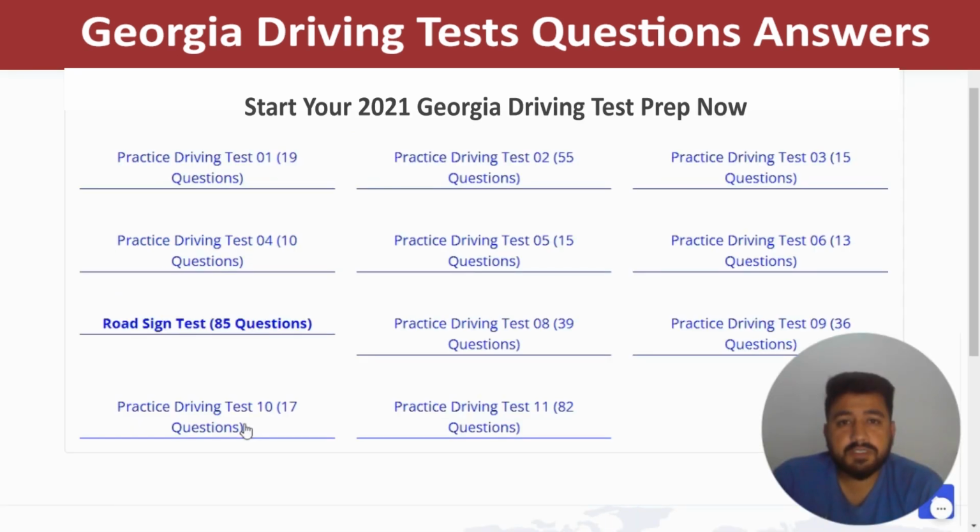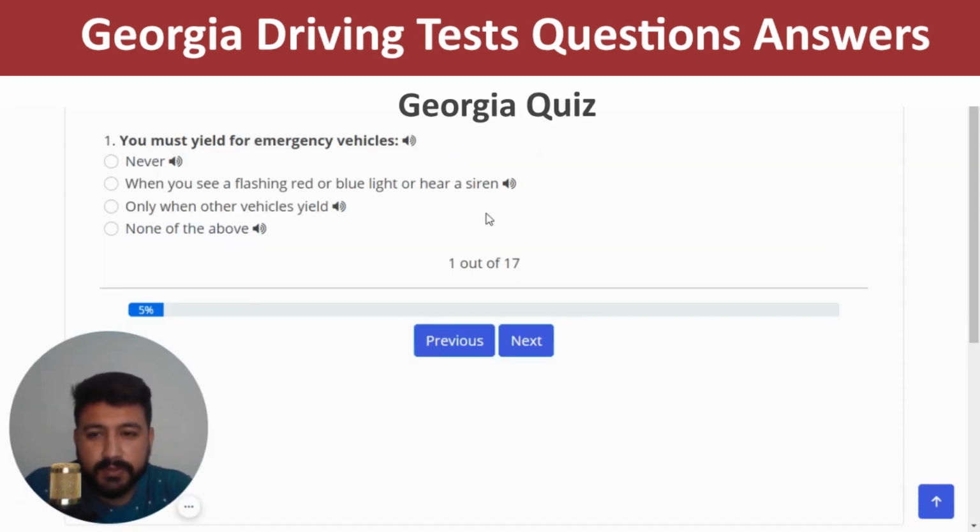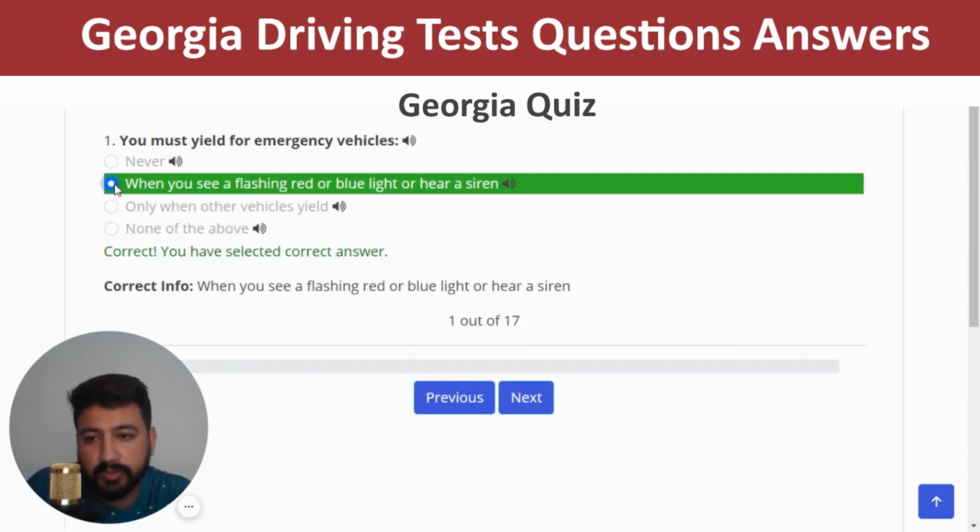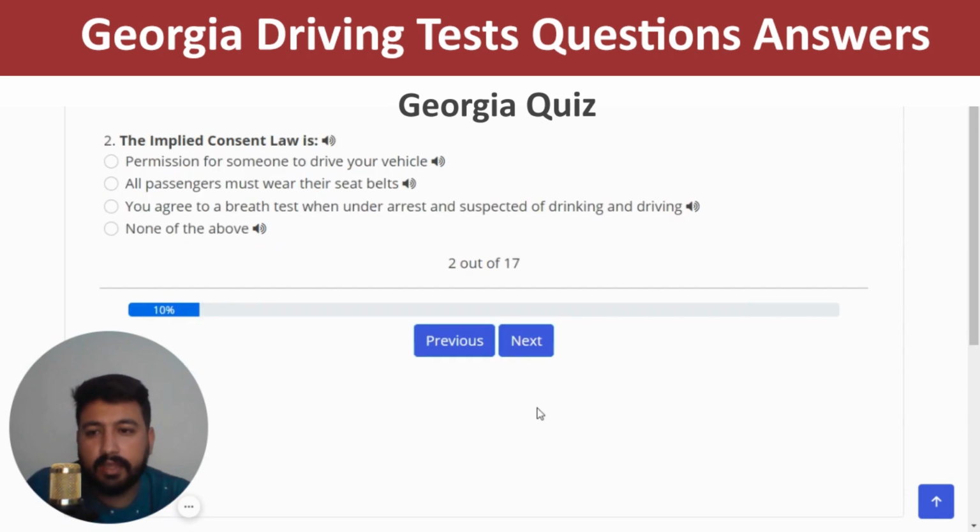We are done with the first 8 quizzes, and now it's time to move to the second last quiz, which is number 9 actually. So this quiz has 17 questions. So I'm going to click on practice test number 9. Here we go. The first question is you must yield for emergency vehicles. The right answer is when you see flashing red or blue lights or hear a siren. So let's click on the second option. Correct and next. The implied consent law is.